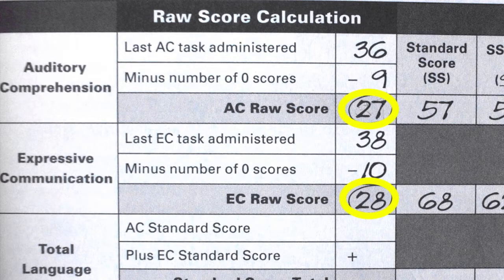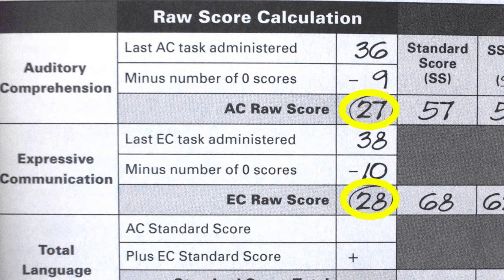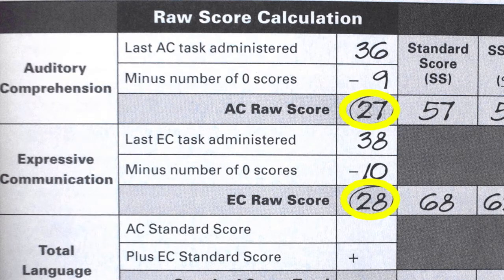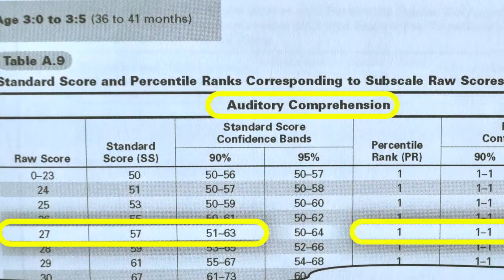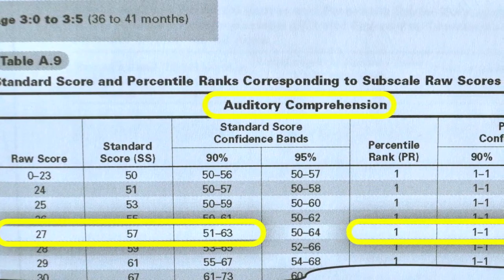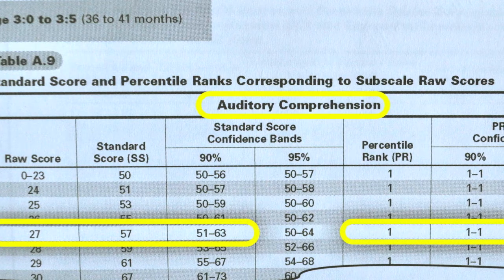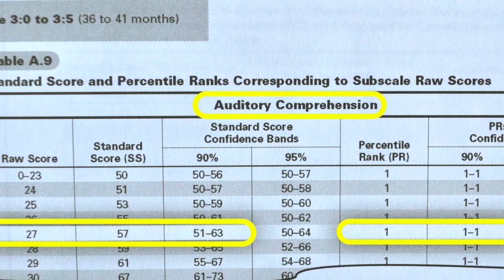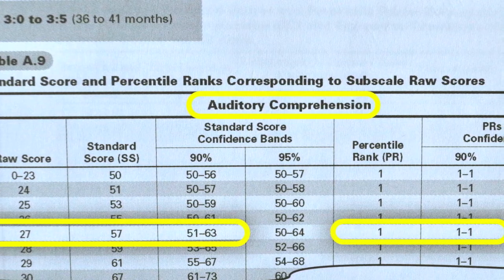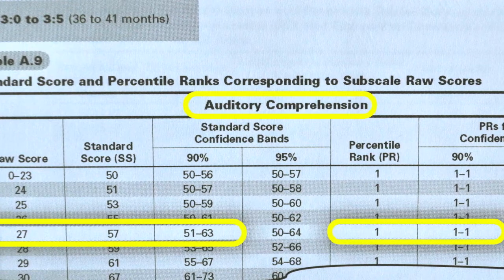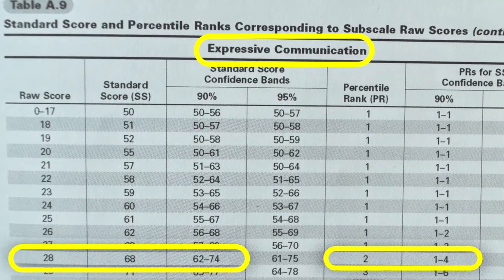As you can see in this case was 36 minus 9, which gave us an AC raw score of 27. This is done again, but with the expressive communication tasks that were administered to find the EC raw score. You then use tables A1 through A16 in Appendix A of the examiner's manual to convert the raw scores obtained on the AC and EC subscales to standard scores and percentile ranks. You can see here the raw score of 27 and the standard scores and percentile ranks that follow. Here it is done again, but for the EC subscale.